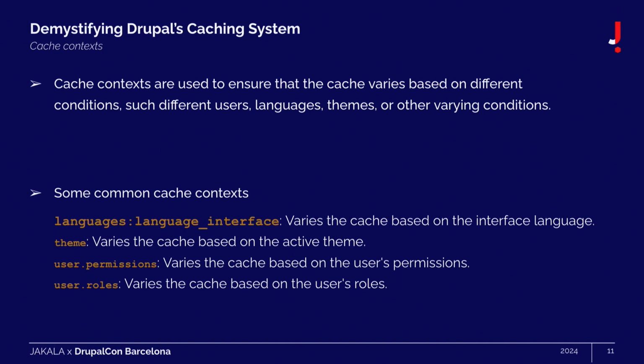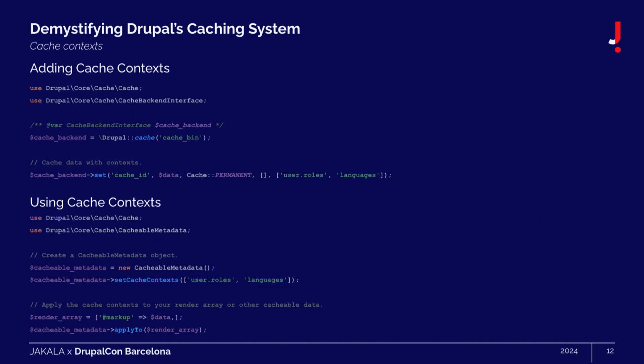Cache contexts are also stored in the database, but they don't have their own table for that. Here's also a very simple example of how we can use it. Cache tags can be invalidated, but cache context cannot be invalidated. Here's how we can use it.